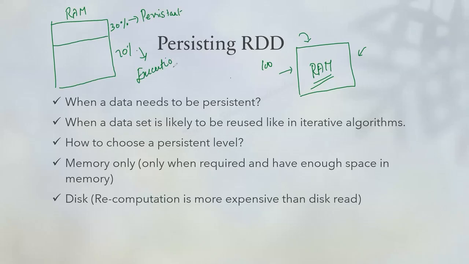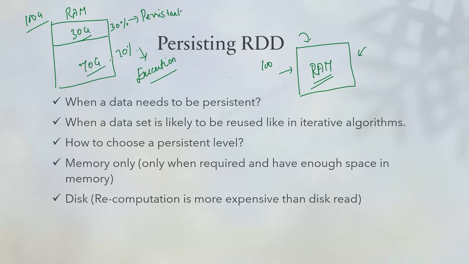So any DAG that comes to you, if you have a need for persisting one or the other RDD, you can persist it in the 30% of the memory for your RAM. So let's imagine it's going to be of 100G. 30G of your RAM space will be allocated for persistence, 70G for your execution.